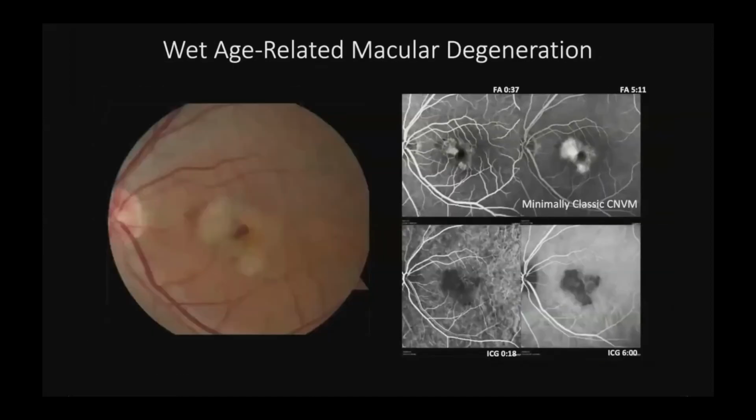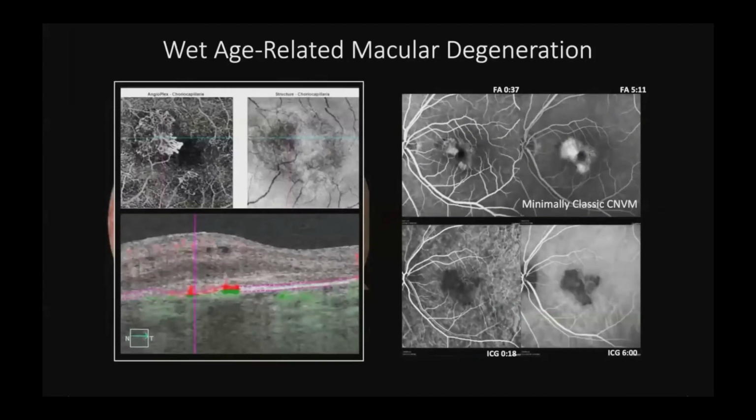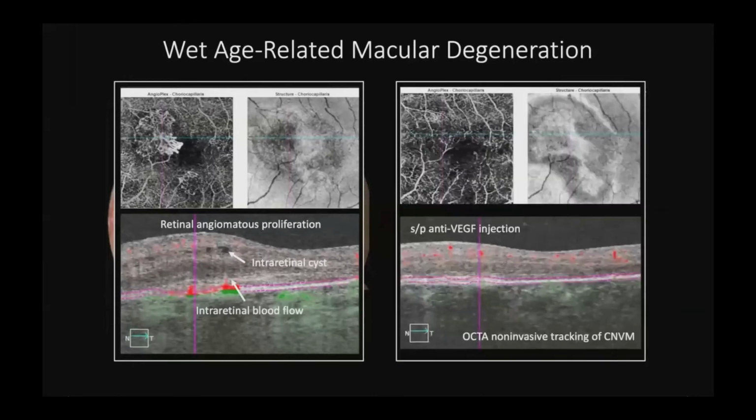In wet AMD, I will often use OCT angiography to better characterize the lesion. Here you're able to see the blood flow showing intraretinal blood flow with an intraretinal cyst consistent with retinal angiomatous proliferation or a type 3 CNVM. OCT-A also allows non-invasive tracking of a CNVM over time. And so this is the same patient after anti-VEGF treatment, and you can see resolution of that neovascular network.